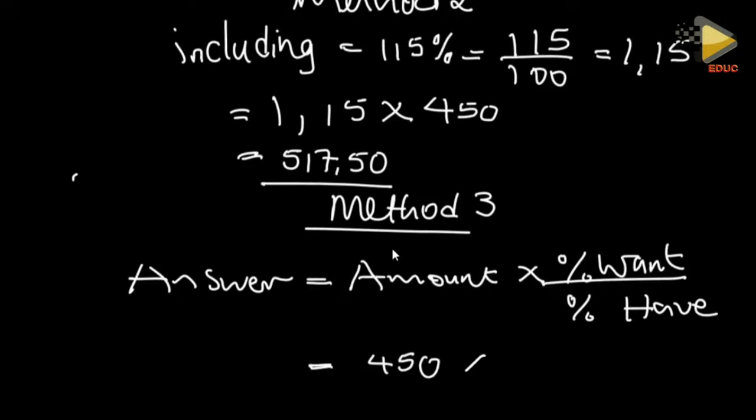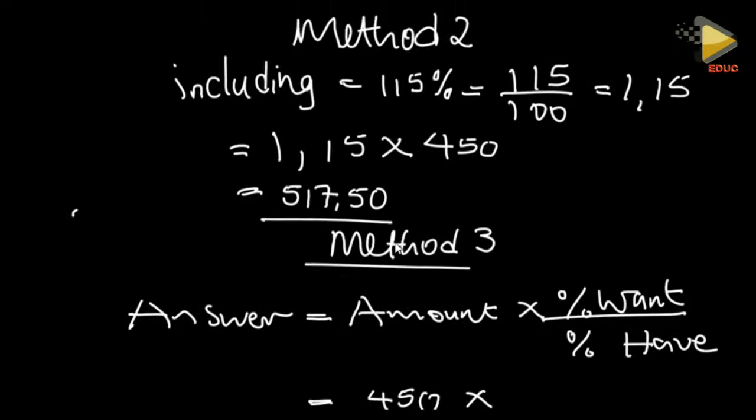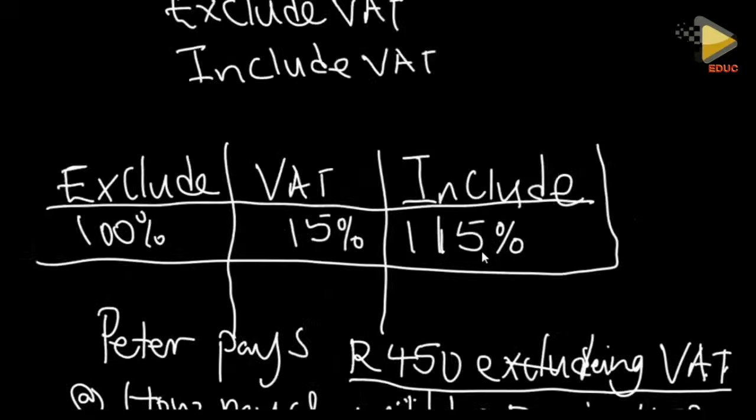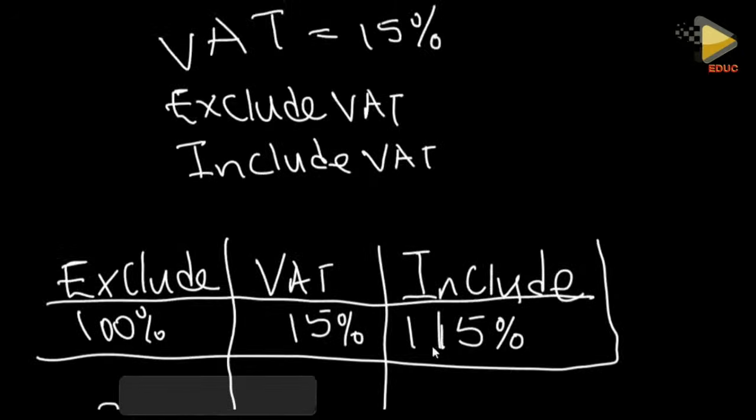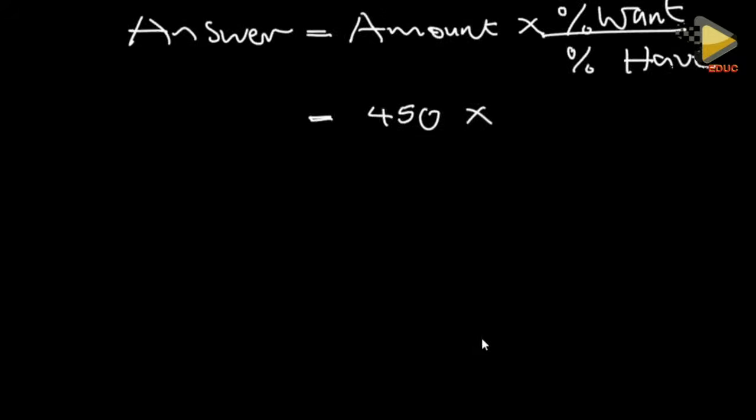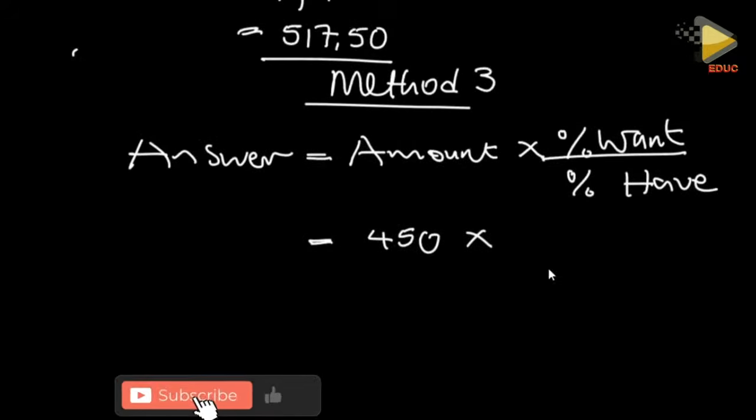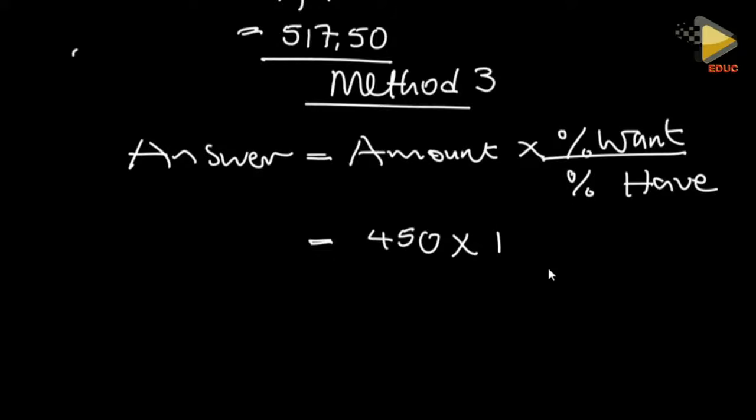The amount that's given is 450, times what is the percentage I want. I want to include VAT. Together, that is 115. Sorry, I want 115, so I'll write it down there. I'll say 450 times the percentage I want, 115, over what percentage do I have?